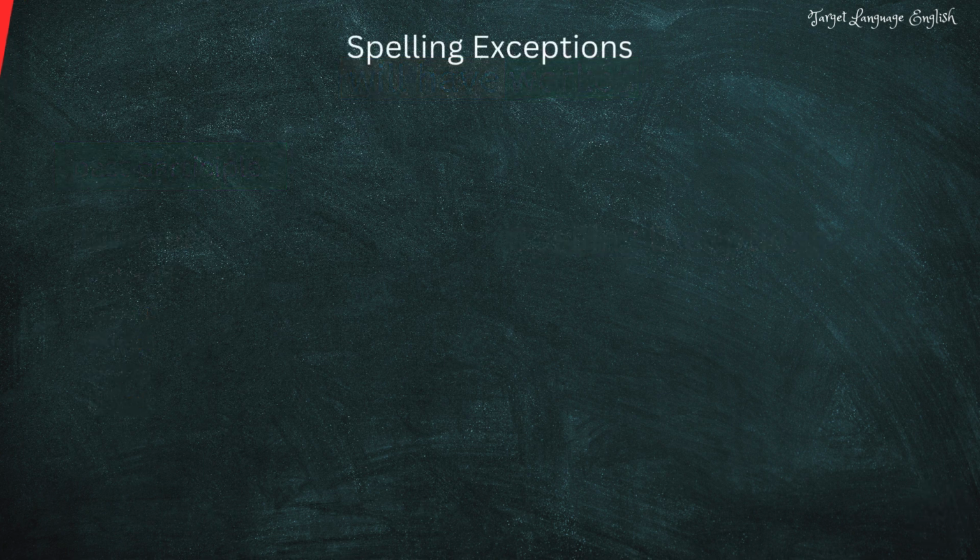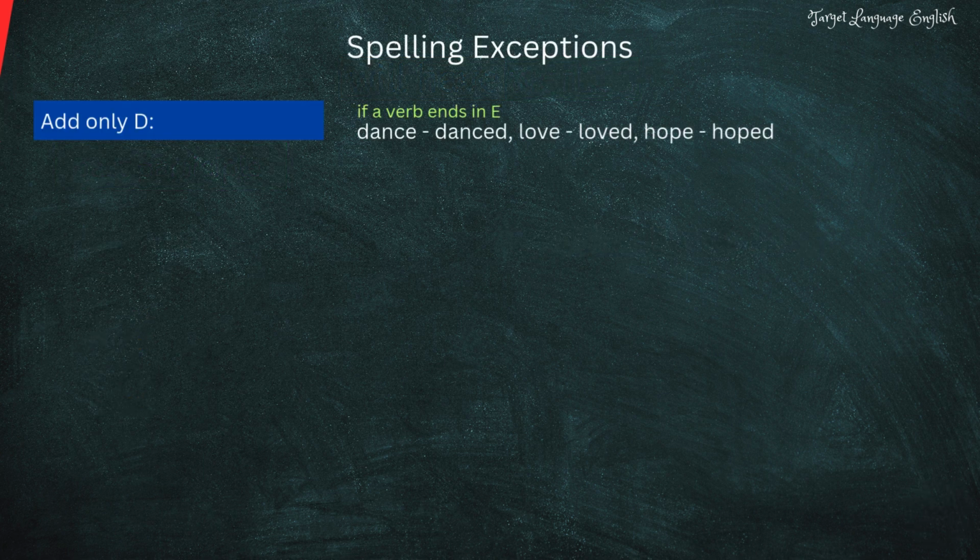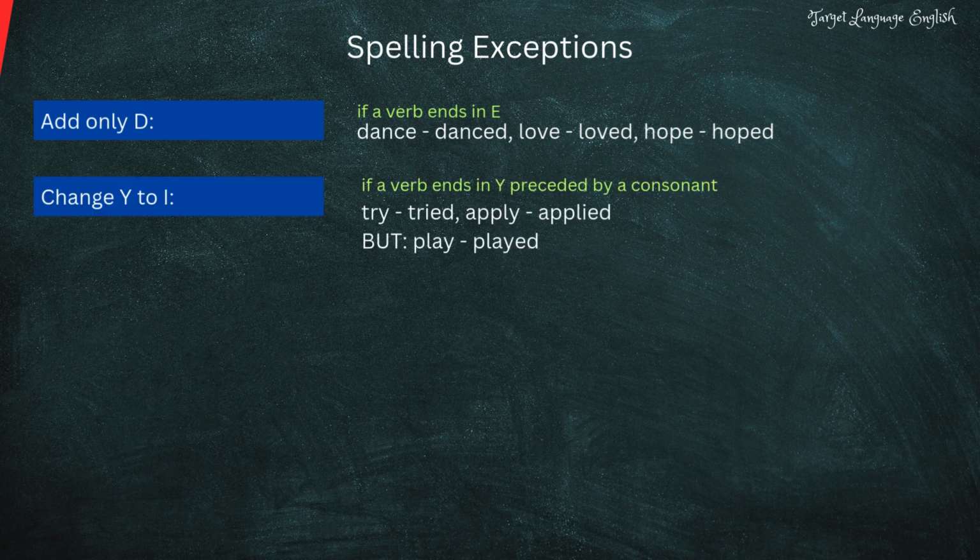For example, the verbs dance, hope, and love. We only add d to form the past participle. Danced, hoped, loved. Next, the verb try ends in a y, and there is also a consonant before the y.